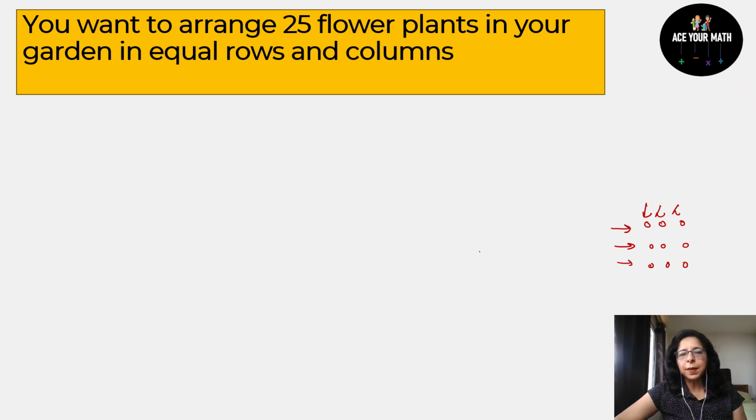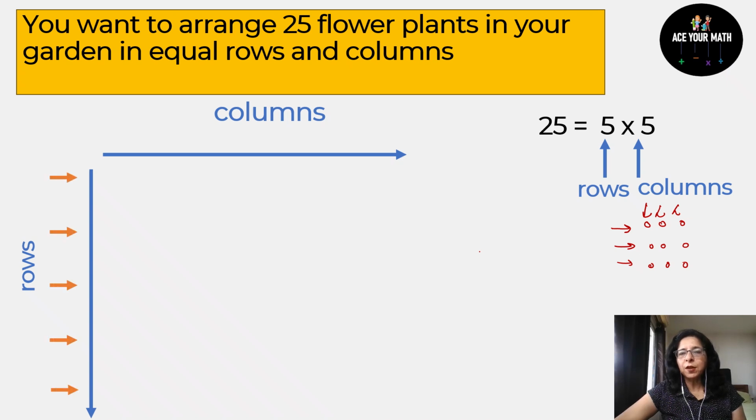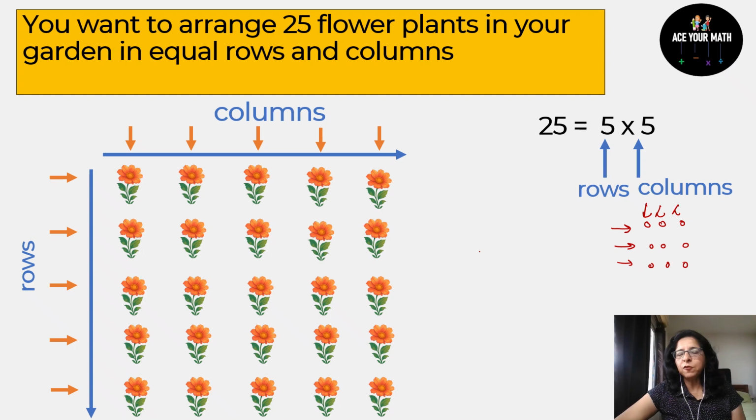Now let's come back to the question. The question says you want to arrange 25 flower plants. You know that you need to arrange them in equal rows and equal columns. 25 is 5 multiplied by 5, that means you can make 5 rows and 5 columns. You will start making 5 rows, and in each row you will be planting 5 plants. So that makes equal rows and equal columns. By this, you will be planting 25 plants.